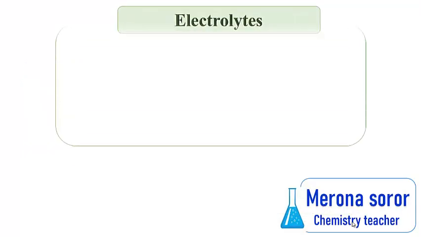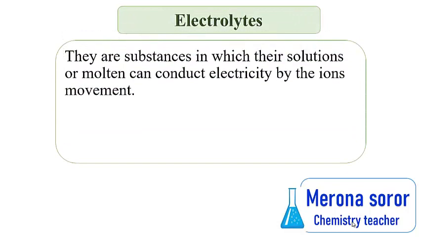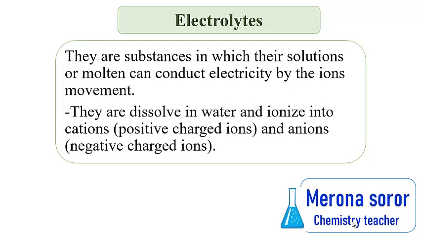Electrolytes. They are substances in which their solutions or molten can conduct electricity by the ions movement. They are dissolved in water and ionized into cations, positive charged ions, and anions, negative charged ions.